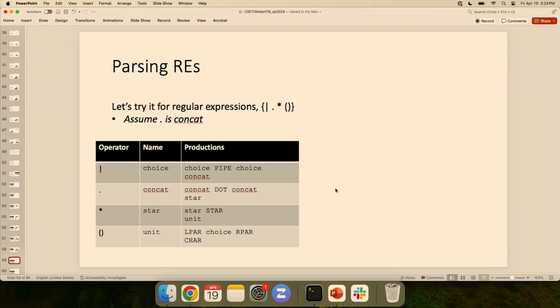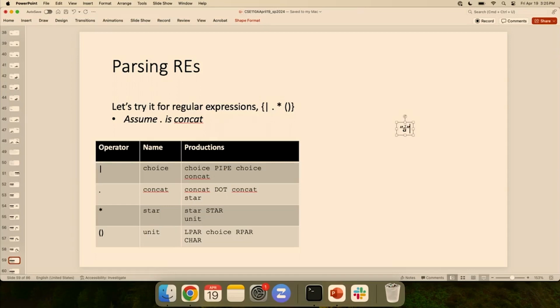Sorry, what was that? How do the first three operators get to the char base case if they don't have a unit in them? Well, we will not be able to accept the empty string here because we at least need one character. But if we have a regular expression that is just a single character, then a choice could pick concat, concat could pick star, star could pick unit, unit could pick character. So it's a bit of a journey, and it feels like a long journey just for the simplest regular expression. But what we have encoded here is the precedence. So that's sort of the trade-off there. Does that make sense?